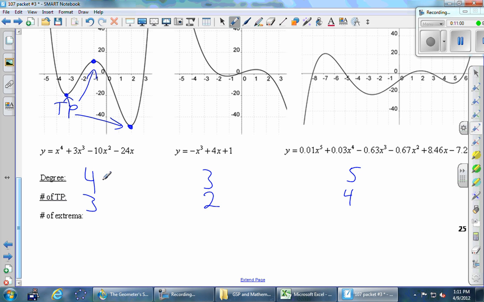Next one, number of extrema. Extrema. Is that what I meant to say? That is not what I meant to say. Because extrema, I think I'm calling a synonym for what? Turning point. Like if I say an extreme value, I'm talking about a max or a min, which is the same as the turning points. Cross that off. X-intercepts is what I want you to count. Number of x-intercepts.